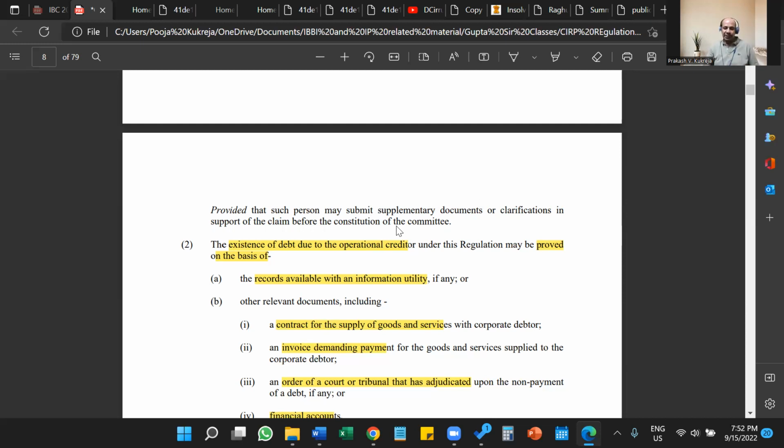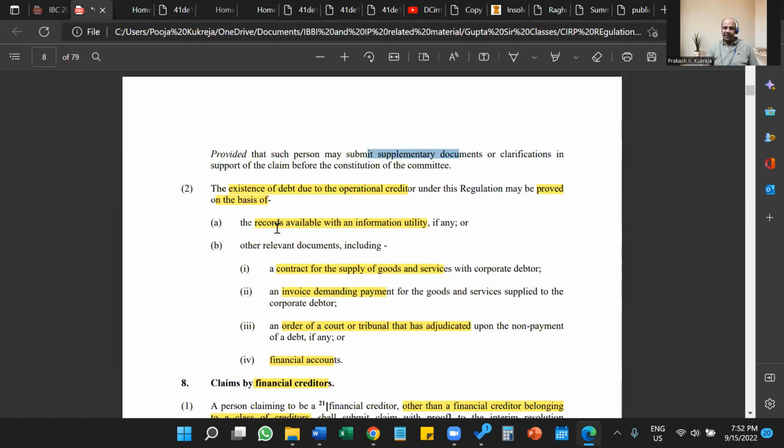So those supplementary documents are very, very important. These would help the IRP to decide whether he needs to admit the claim or not. Existence of debt due to the operational creditor. Now, these are the kind of questions which may come in the exam: how exactly would you prove that there was a debt to the operational creditor?